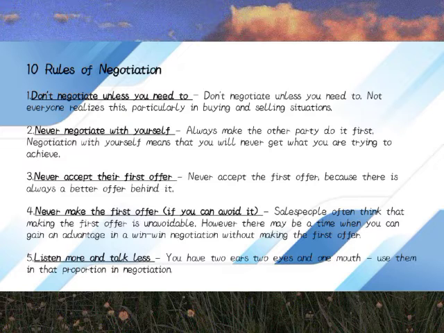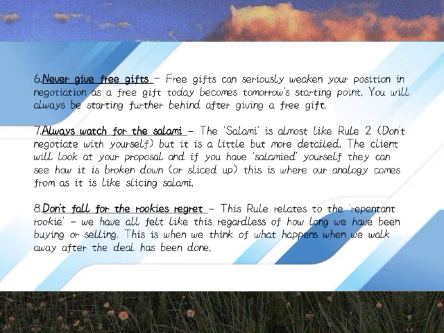Fifth rule is listen more and talk less. You have two ears, two eyes, and one mouth. Use them in that proportion in negotiation. You have to listen to what he or she has to say, and then ask questions and then listen again, so that you can gain more information for your negotiation process and achieve your goal.